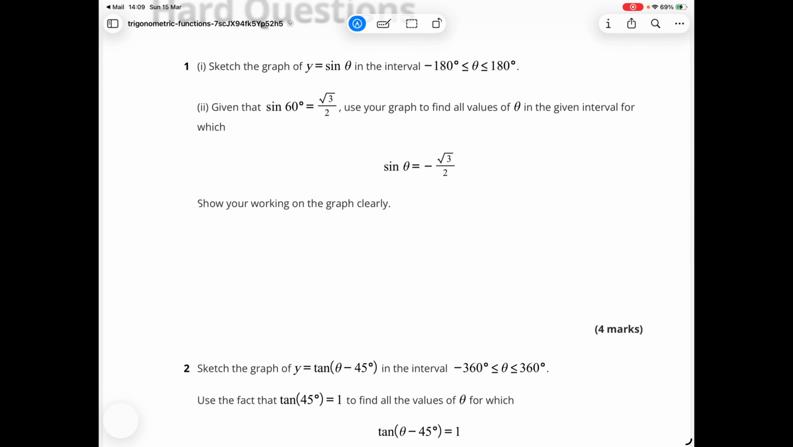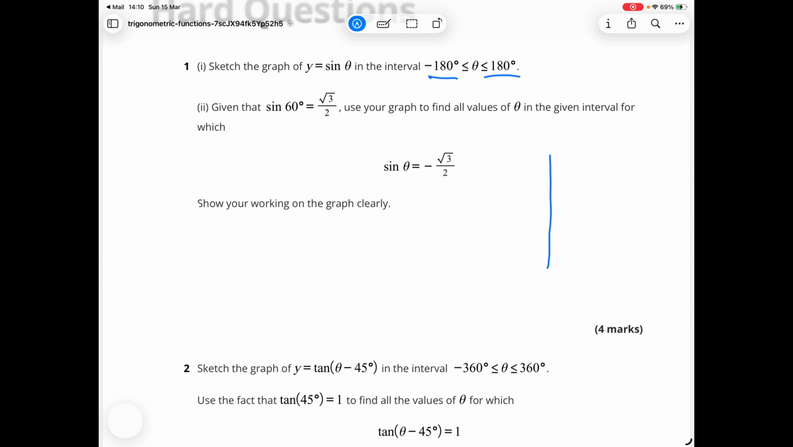Now, this is a bunch of basically using graphs and looking at the functions of sine, tan and cos, and then using the graphs to find answers to questions. So it says, given that sine of 60 is root 3 over 2, use a graph to find all values of theta in the given interval for which sine theta equals minus root 3 over 2, and show your working on the graph clearly. So if you're going to do this, you need to look at these, and then you're going to draw your graph.